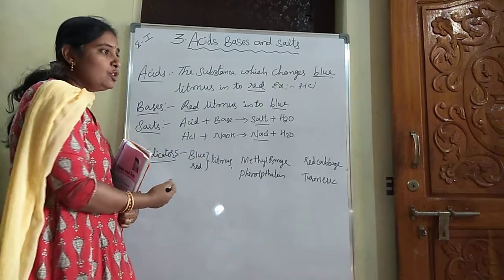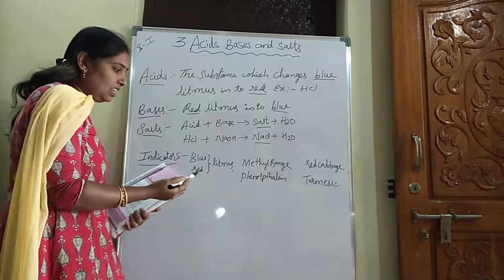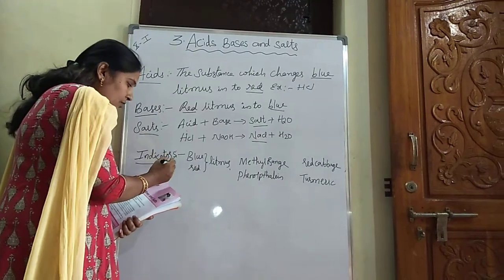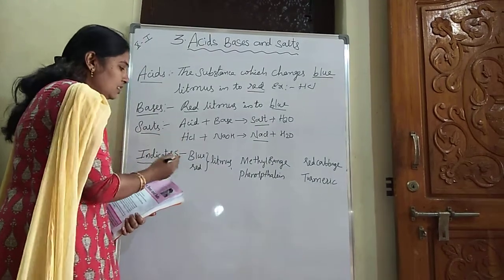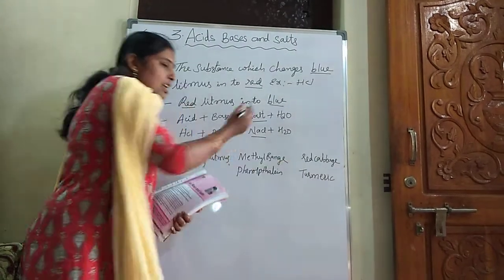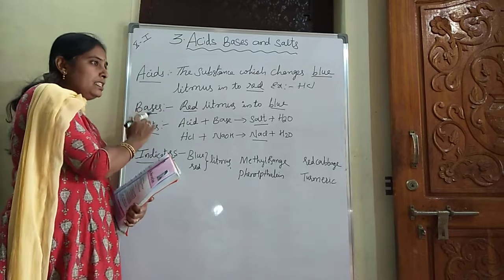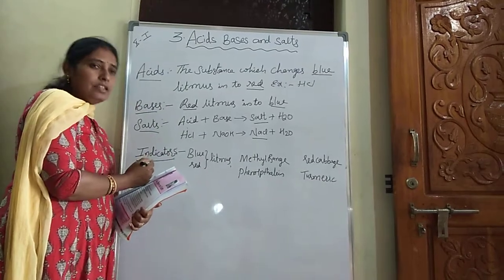An indicator is a substance which shows whether it is an acidic substance or a basic substance when it is dipped in a substance. Blue litmus, red litmus, methyl orange, phenolphthalein, red cabbage, turmeric, all these are known as indicators. We got the definitions of acids, bases, salts and indicators.